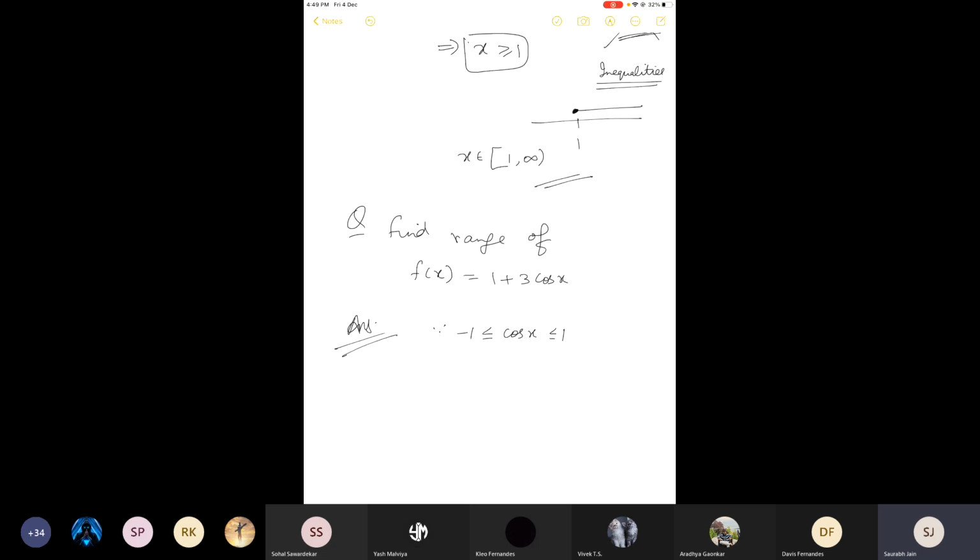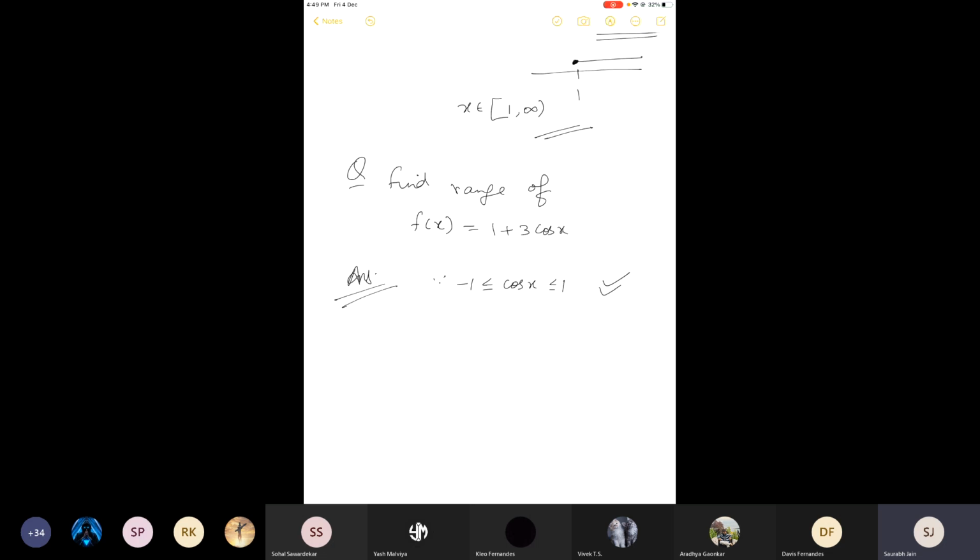So we start from here. That cos x is from -1 to 1. But we have to find the range of 1 plus 3 cos x and not simply cos x. So the next step will be to multiply everything by 3. I told you whenever we multiply any inequality by a positive number, the sign will not change. So I have multiplied all the three sides by 3. Sign is not changing. Finally, the last step, adding 1 to each number. Again, the sign won't change because we are adding the same number to all the sides.